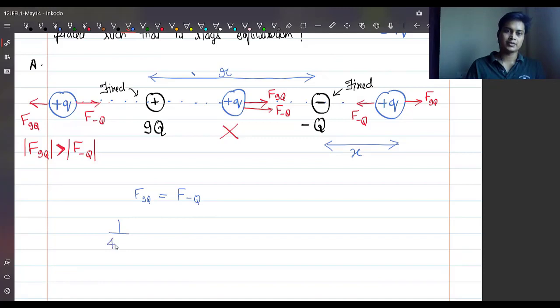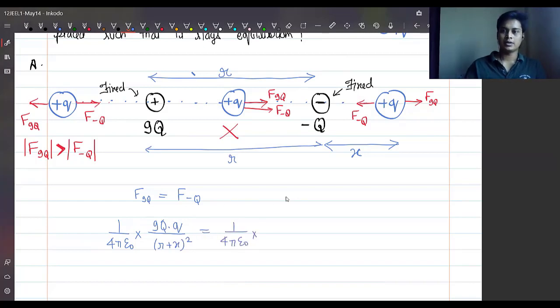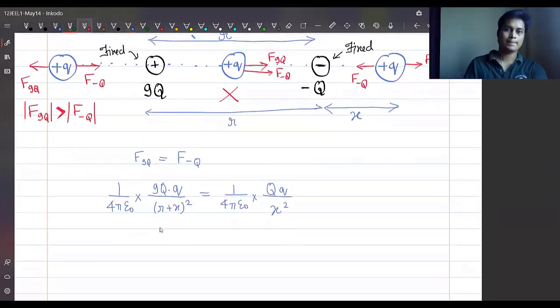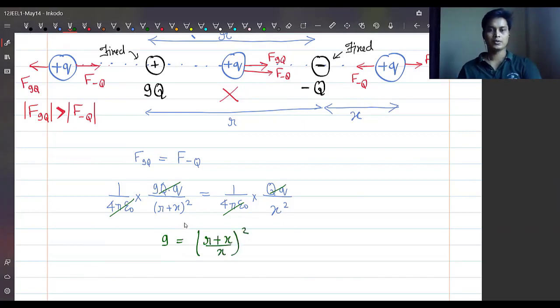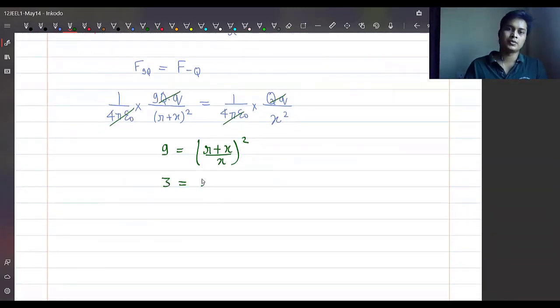So the force due to 9q, I can write it as 1 by 4 pi epsilon naught, 9q into q, I'll ignore the sign of the negative charge because the direction of force is already taken, divided by the distance from 9q, which will be r plus x, whole square, divided by 1 by 4 pi epsilon naught into the smaller charge q, and the distance is only x. Let us solve this one. Some things get directly cancelled out. What I get here is 9 equals r plus x by x, whole square. From here, I get 3 equals r plus x by x.